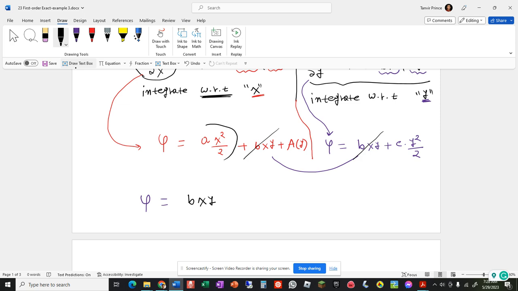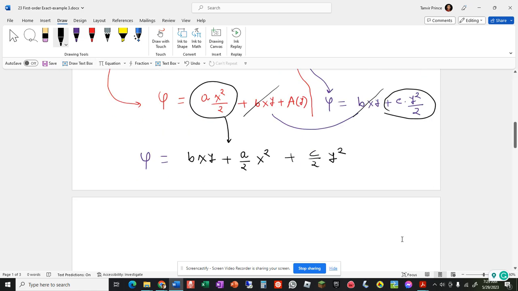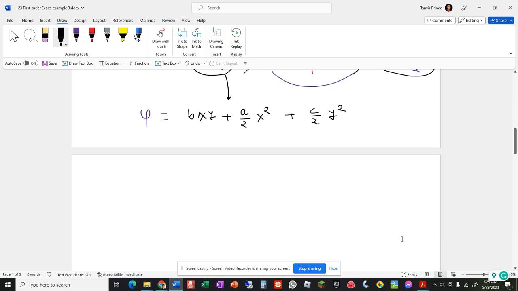So this one, I have to write it down. Let me write it this way: a over 2 x squared, putting all the numbers in front of the term, and then plus c over 2 y squared. That's not the answer yet. That's the potential function. The answer is phi equal to c. So the final answer, the solution of this differential equation, is going to be phi equal to c. So let's write that down.